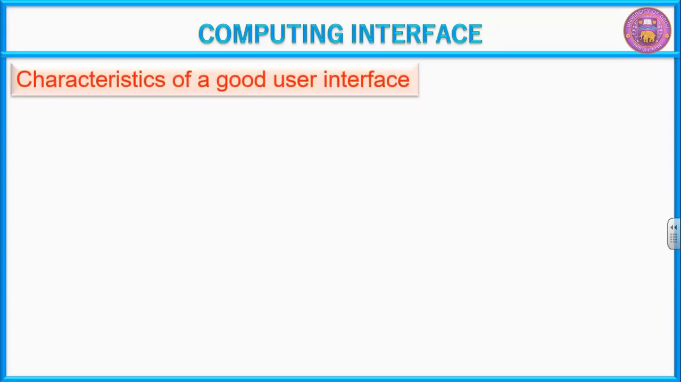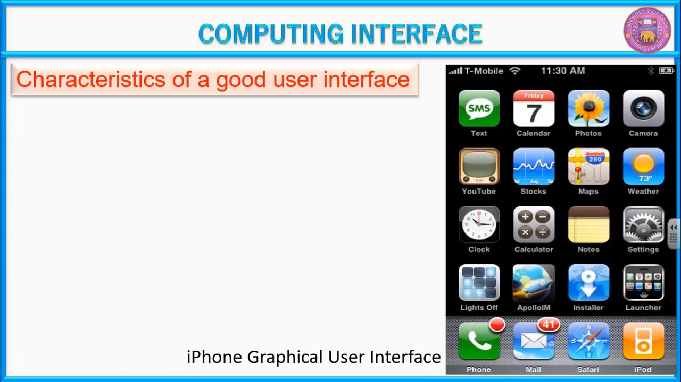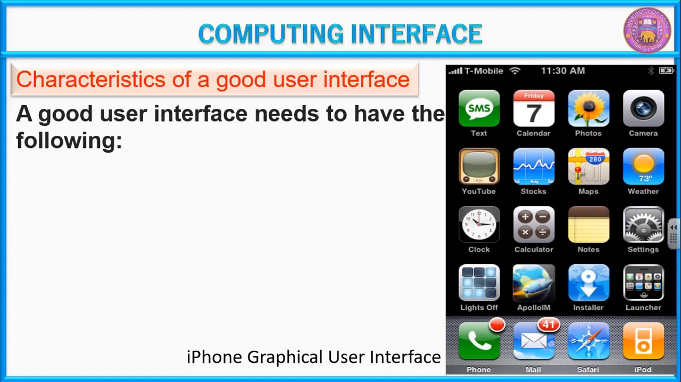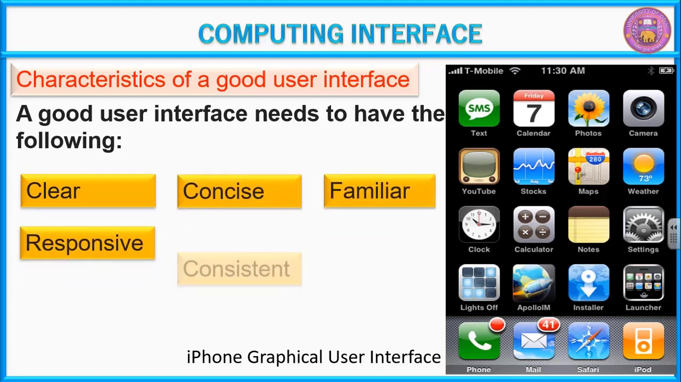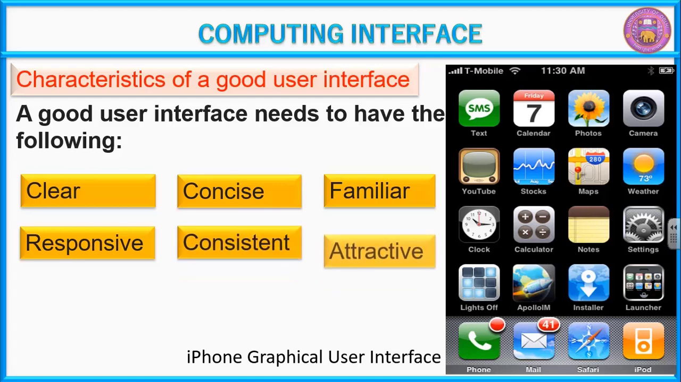Now, what are the characteristics of a good user interface? This is the user interface of iPhone. A good user interface needs to have the following. The icons must be clear, concise, familiar, responsive, consistent, and attractive. These are some of the characteristics of a good user interface.